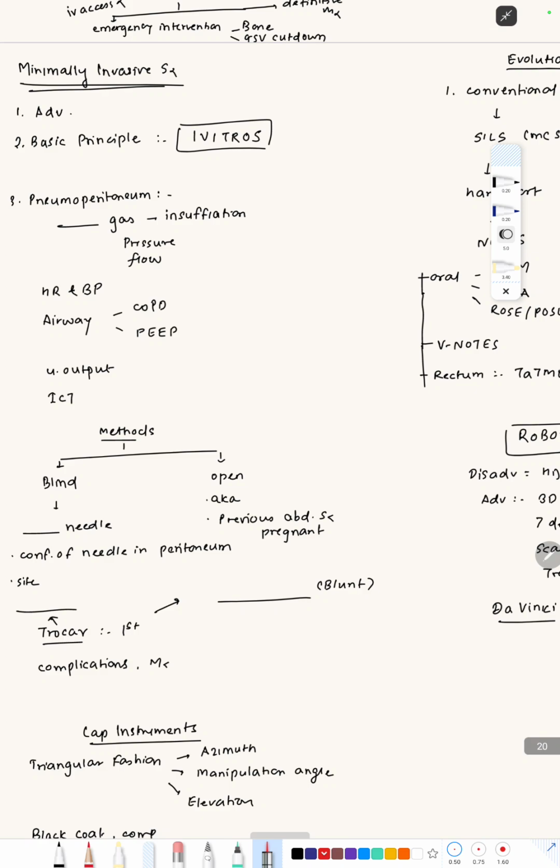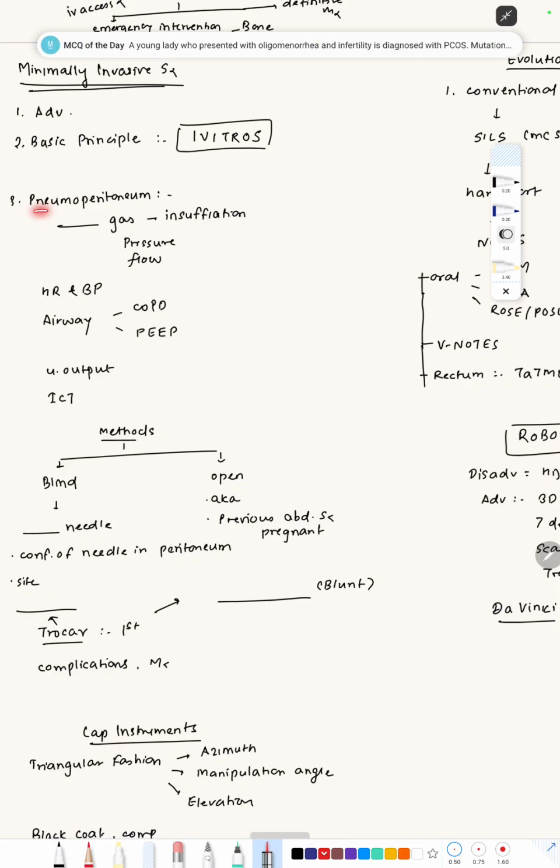What are the basic principles of laparoscopy or any minimally invasive surgery? The basic principles are given by this mnemonic, that is EVITROS. So EVITROS, I stands for insufflation, so insufflation by a gas. Then the V stands for visualization, inspection, triangulation, retraction of the tissues, operation, and a seal.